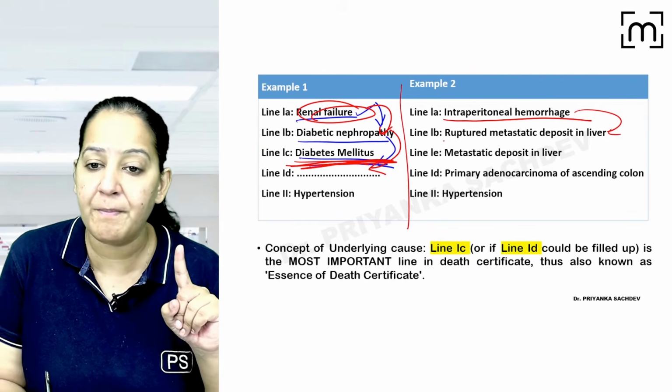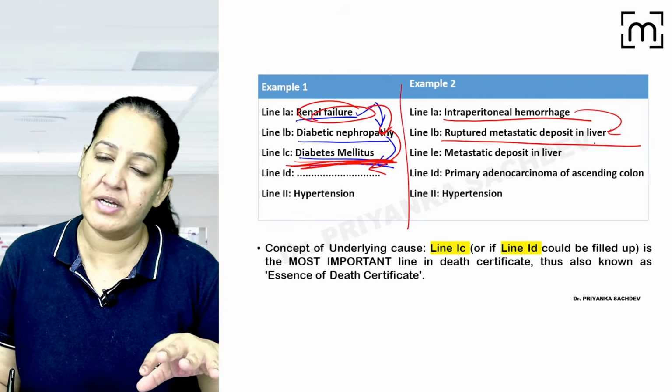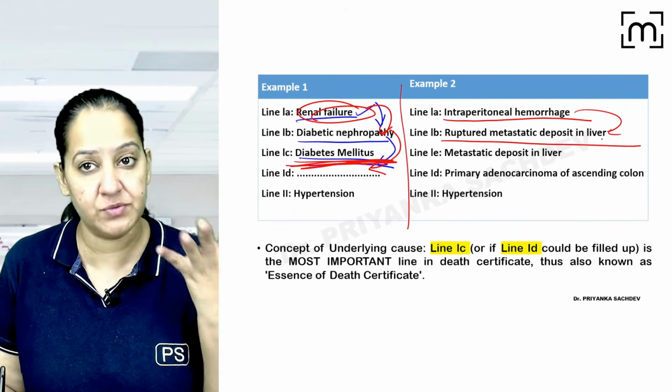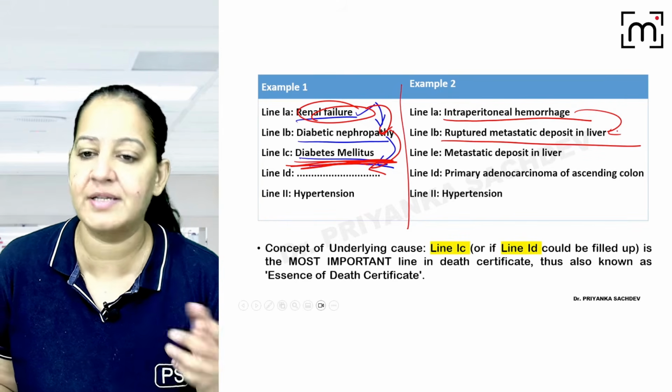There is rupture of a metastatic deposit in the liver, inside the abdomen, inside the liver. There is a metastatic deposit which was vascular and got ruptured. That leads to intraperitoneal hemorrhage or bleeding. That is the cause of the death.